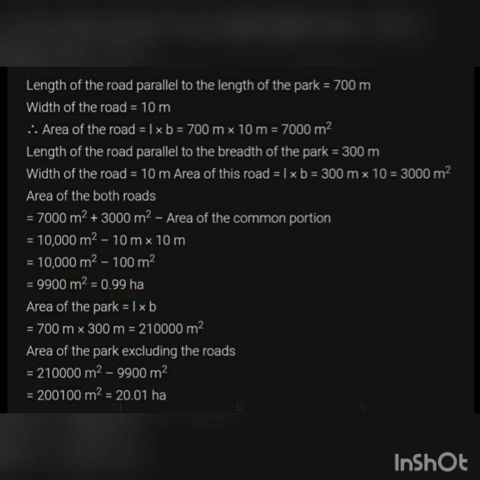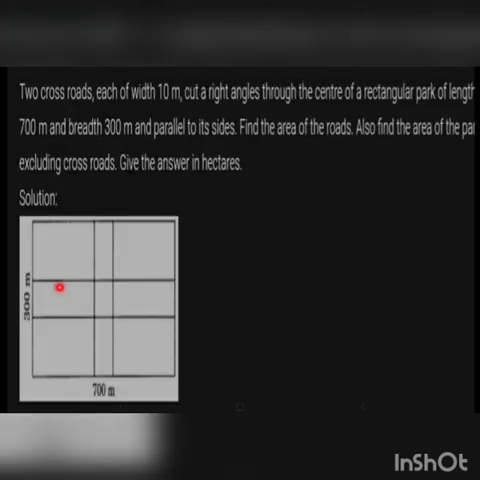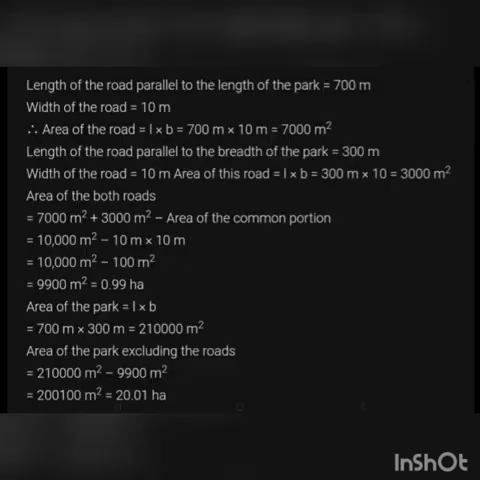Now the other question is what? Area of the park excluding the path. That means area of the park without the area of the path. Now, what is the area of the park? It is a rectangle. Length and breadth we know. What is length? 700 and breadth is 300. So 700 into 300. This is 2,10,000 meter square. This is what? The area of the park. Now from this area of the park we have to subtract the area of the path. But that path is not asked. What is the area of the path?